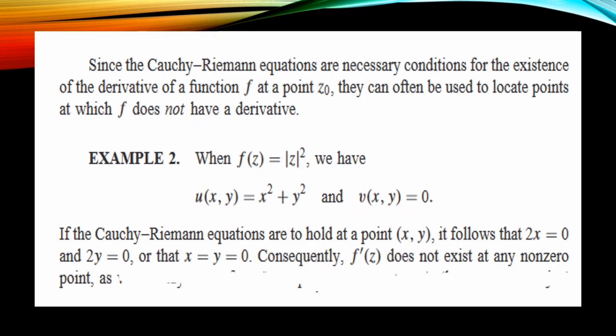Since the Cauchy-Riemann equations are a necessary condition for the existence of the derivative of function f at point z naught, they can often be used to locate points at which f does not have a derivative.